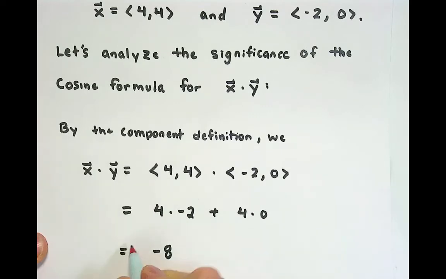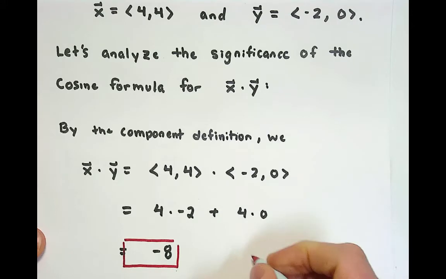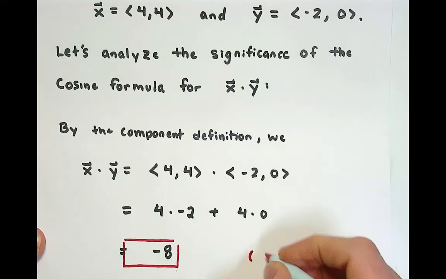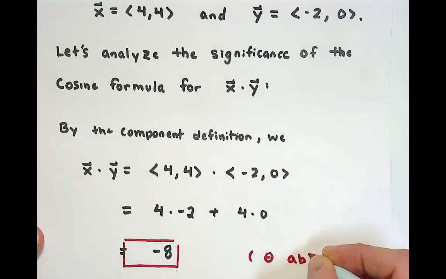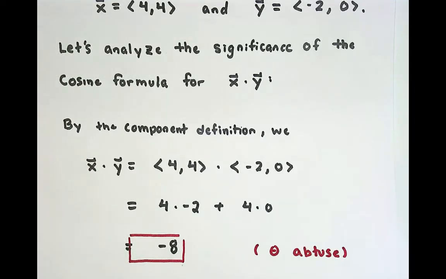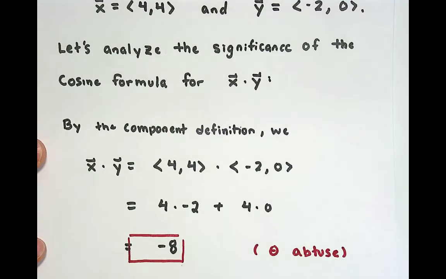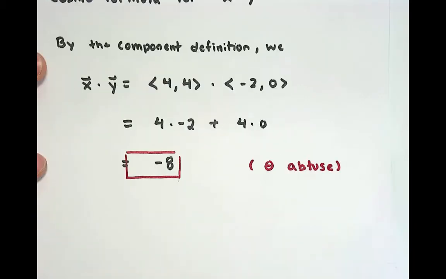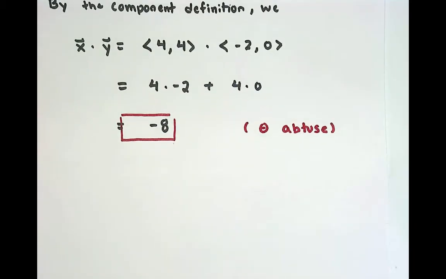Recall that from our previous work, this being negative, we would guess that this means that theta is going to be obtuse. We'll actually confirm this in just a bit. Before we do that, I wanted to quickly recall the two norms because we're going to need those in just a bit.